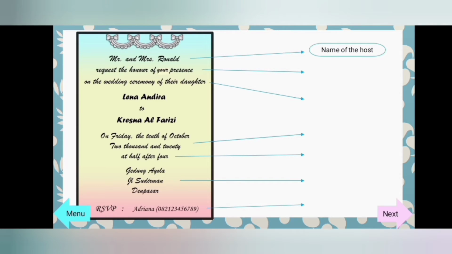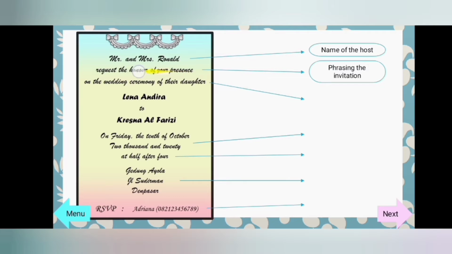And in the second part, request the honor of your presence. This part shows that Mr. and Mrs. Ronald invite you. Then it is called phrasing of invitation. Here you know that they invite you to come to their event. Then, what kind of event did they hold?